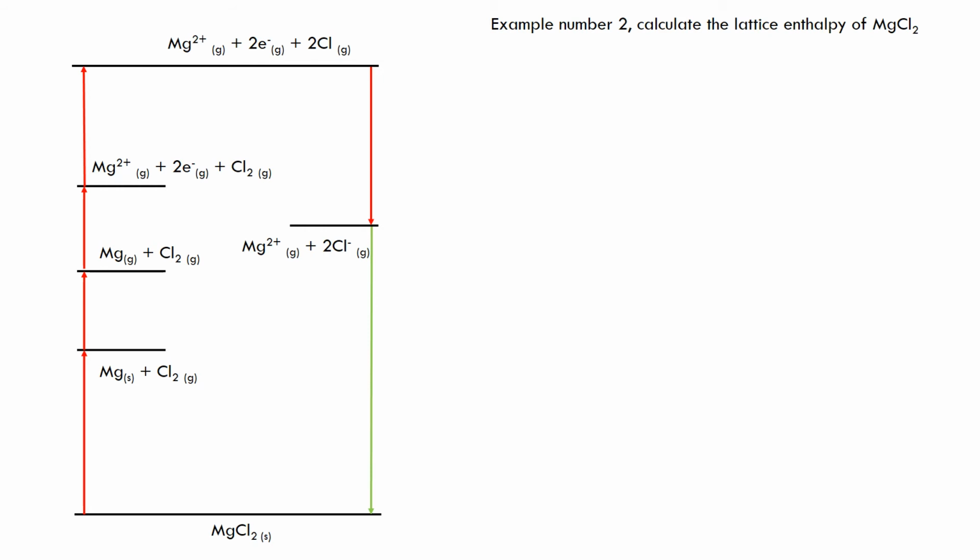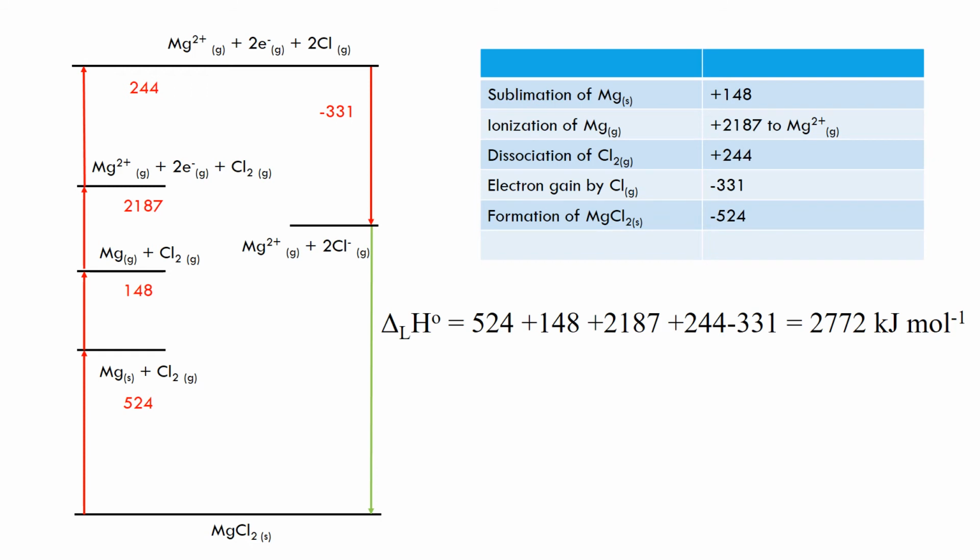Now we can do exactly the same for something like magnesium chloride. There are the values that we take. So you'll notice you're given the standard enthalpy of formation for magnesium chloride as minus 524. We're going to use that in reverse, the standard enthalpy of decomposition. So that's plus 524.